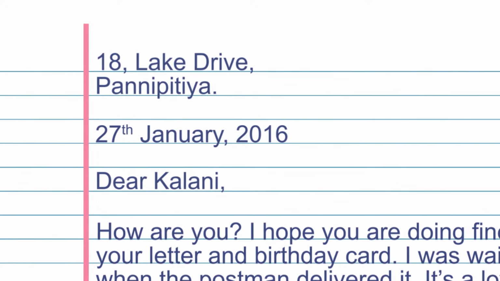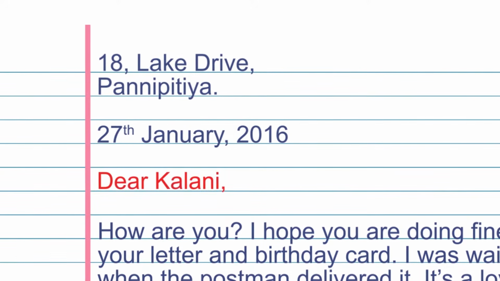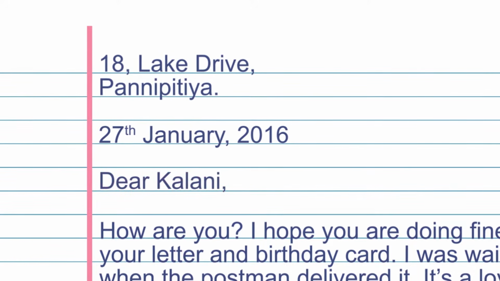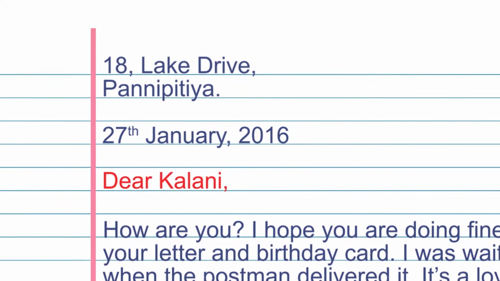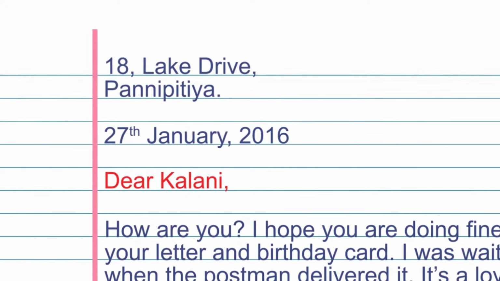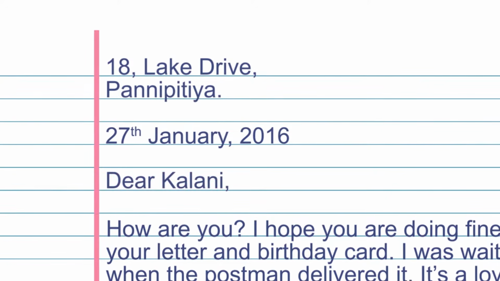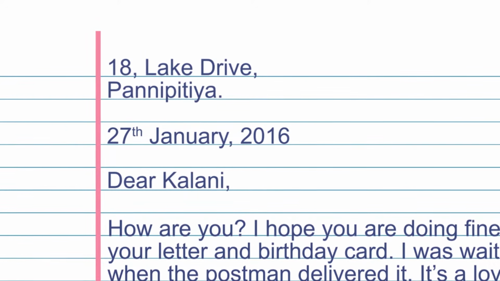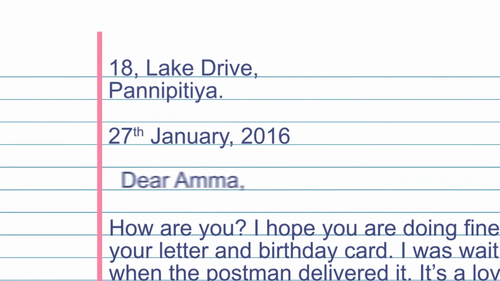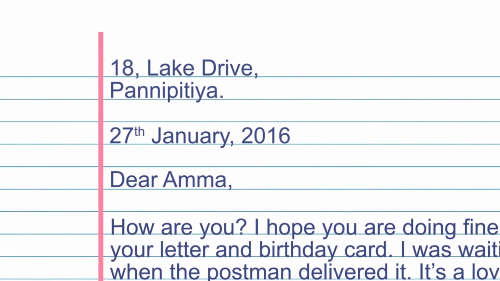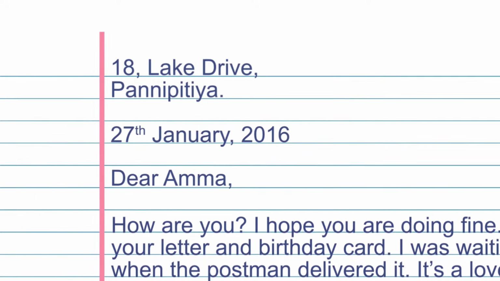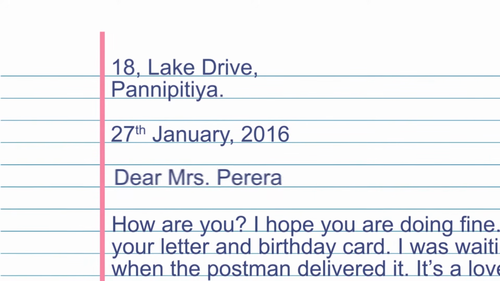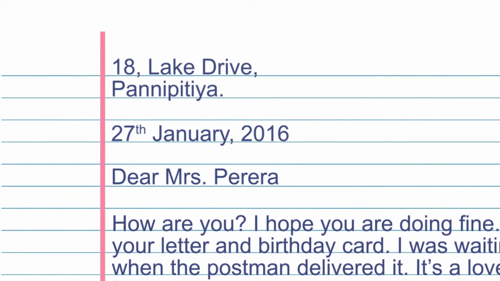Next, you need to include a suitable greeting. Farah has written, Dear Kalani. The general rule is, if it is to a person you know who is close to your same age, you will address them by their first name. If you are writing a letter to your mother, you can write, Dear Amma. And if you're addressing the letter to an older person, you can refer to them by their surname, like Dear Mrs. Perera.